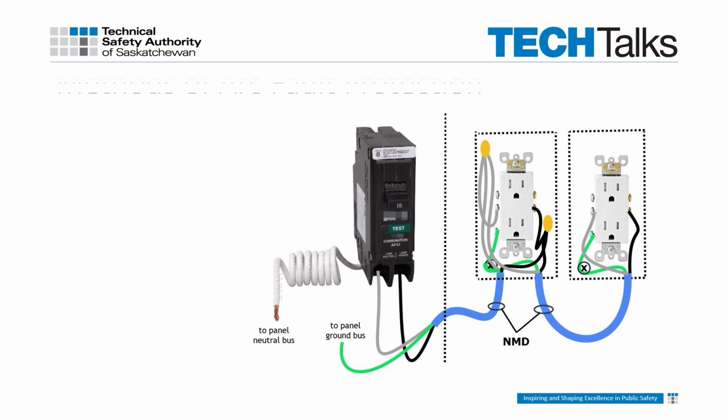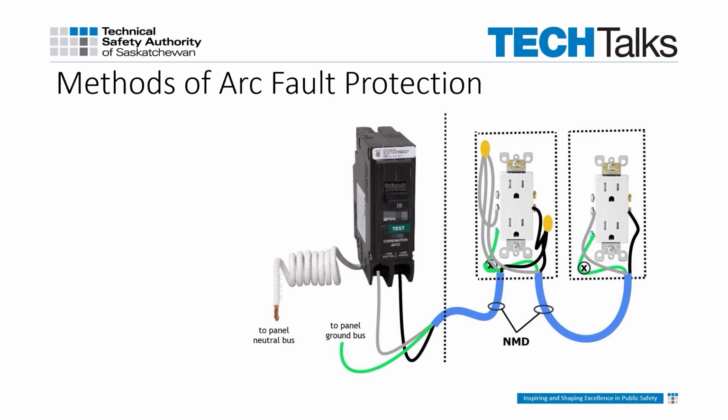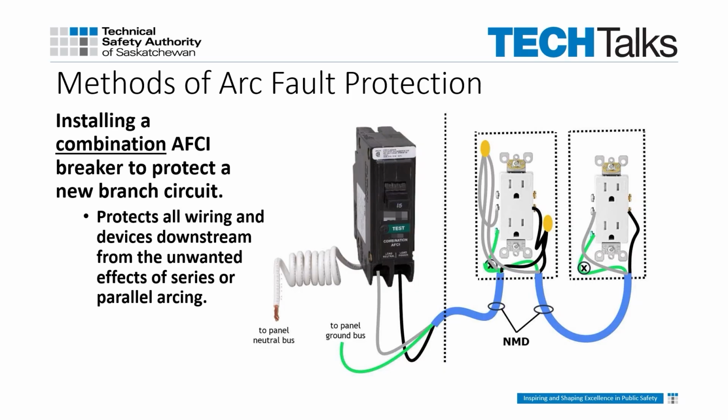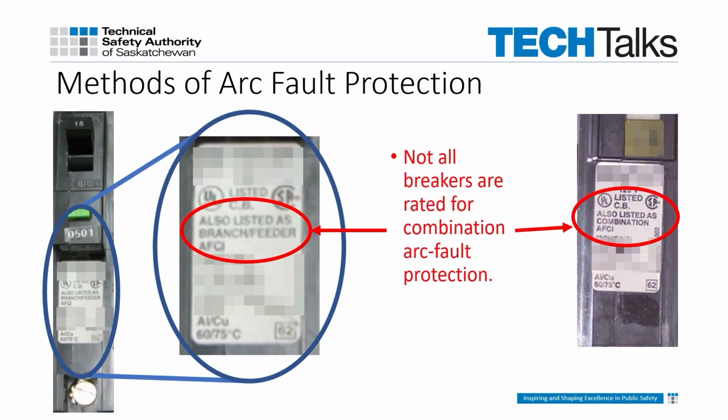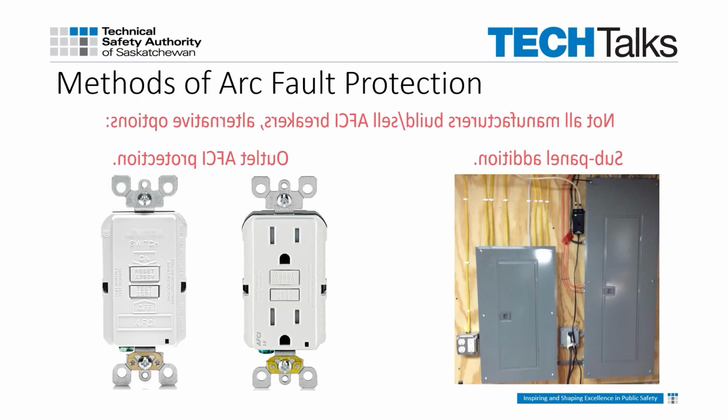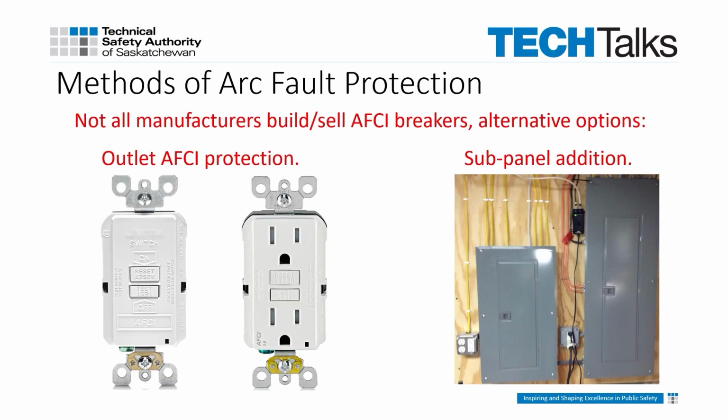Our acceptable methods of installation of arc fault protection then look like this. Install a combination arc fault breaker at the panel to protect all branch circuit wiring and devices. Be sure to check the breaker carefully, as not all arc fault breakers offer combination protection. Also be aware that some manufacturers do not make or sell arc fault breakers. This may require outlet AFCI protection, which is detailed next, or possibly a sub-panel installation of a manufacturer that supplies arc fault breakers.